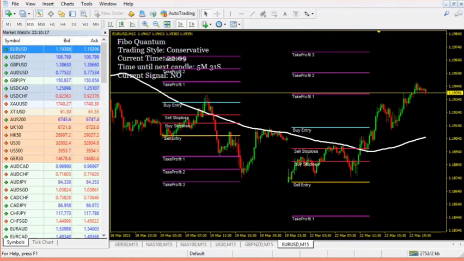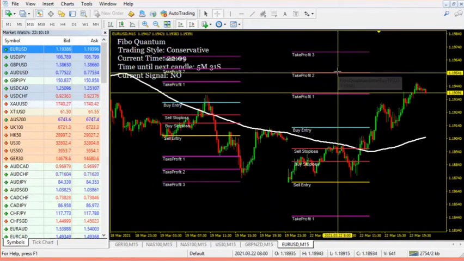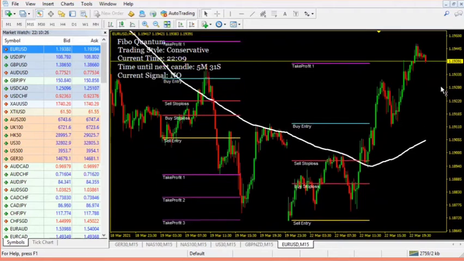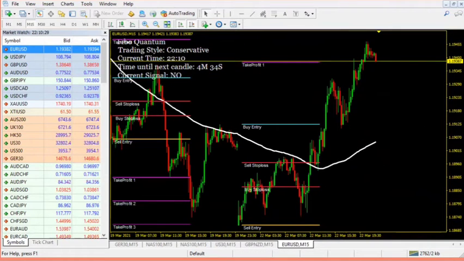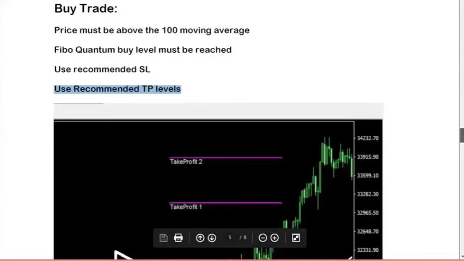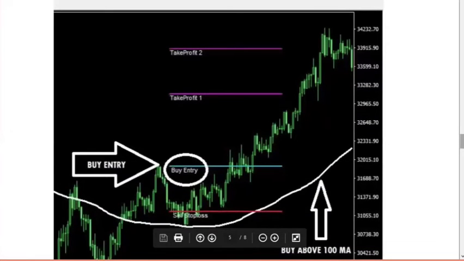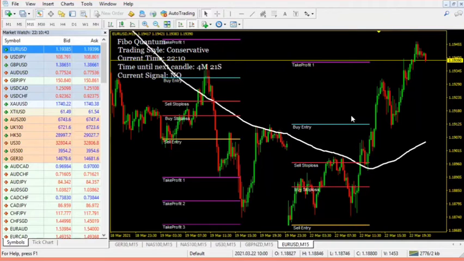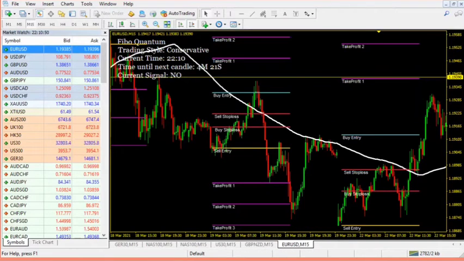If you've got multiple trades, you can use the other take profits as well. There's take profit 2, there's take profit 3. So you just need to be managing your trades. Very easy and very simple. Nothing complicated. Let's look at this picture again. You see, it's aligning, guys. This is what a buy trade looks like. This is what happened today. Very easy, guys. Price must be above the 100. The buy price must be reached. And then you use the stop loss and the take profit. Easy. Done.